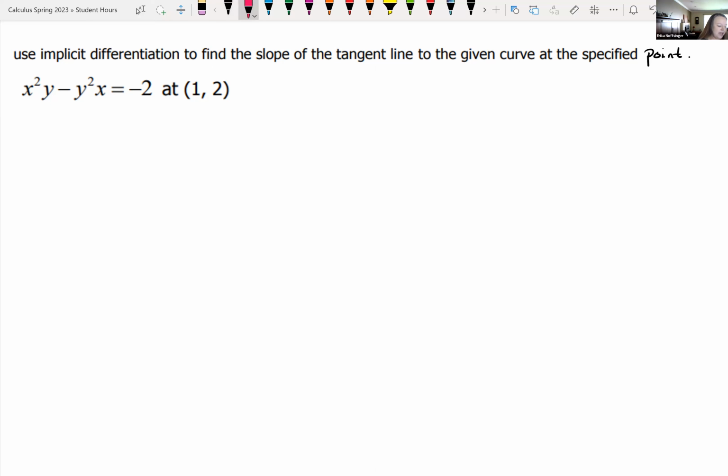So I'm looking at this and I have an x squared times y and minus a y squared times x. So I noticed that when we take the derivative on the left-hand side, we're going to have to use the product rule on both of these pieces.